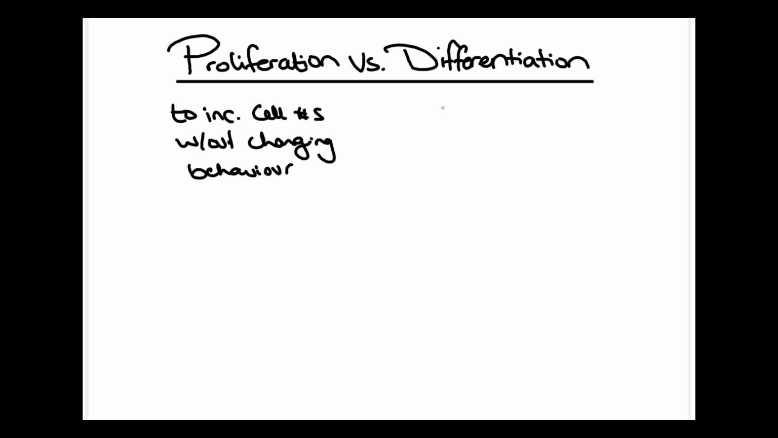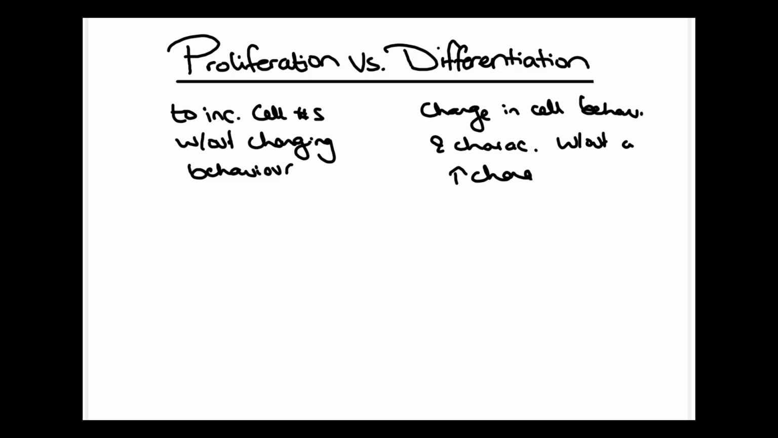Whereas in differentiation, it is the change in cell behavior and characteristics without a major change in cell numbers. The differentiated cells in a tissue have a limited ability to proliferate, so differentiated cells don't form primary cultures unless special conditions are used to promote their attachment and preserve their differentiation.